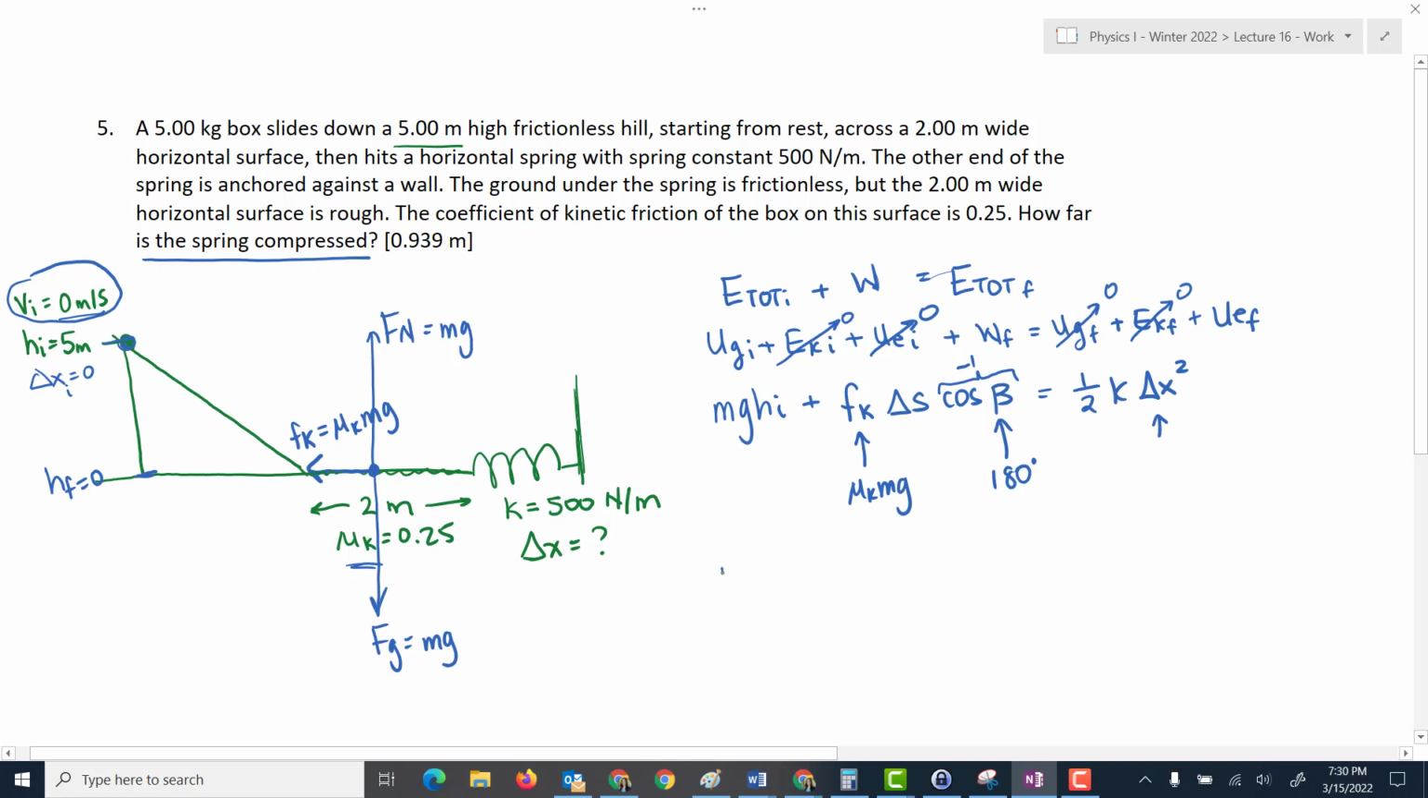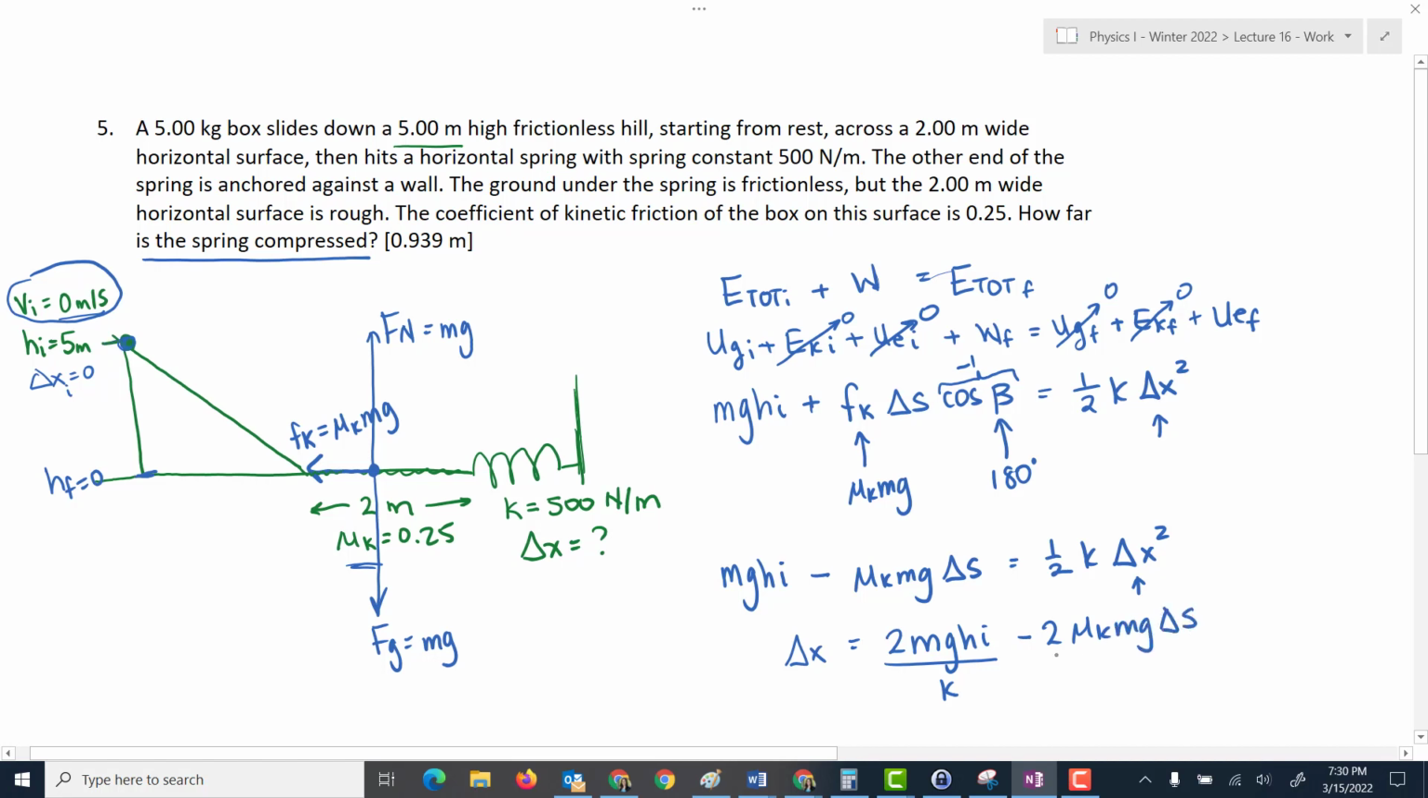So I'm just going to rewrite everything. mgh initial. I'm going to change this plus to be a minus now because of the -1. Fk is mu k mg, and then there's the delta s still, equals 1/2 k delta x squared. We're solving for this delta x here, so I'll times everything by 2, and I'll divide everything by k, and then I'll square root everything. So I get delta x is equal to 2 mgh initial over k minus 2 mu k mg delta s over k, all in a big square root sign.